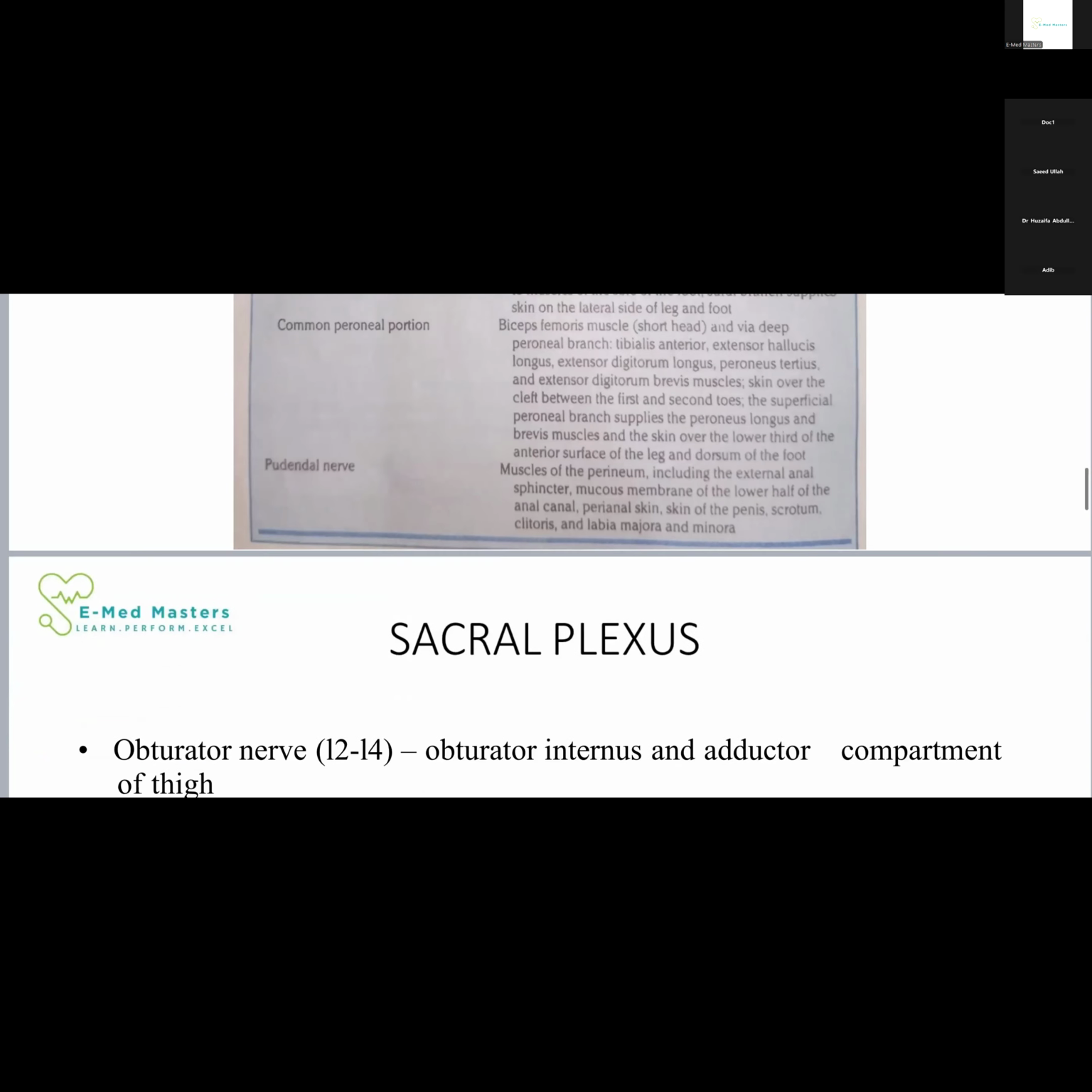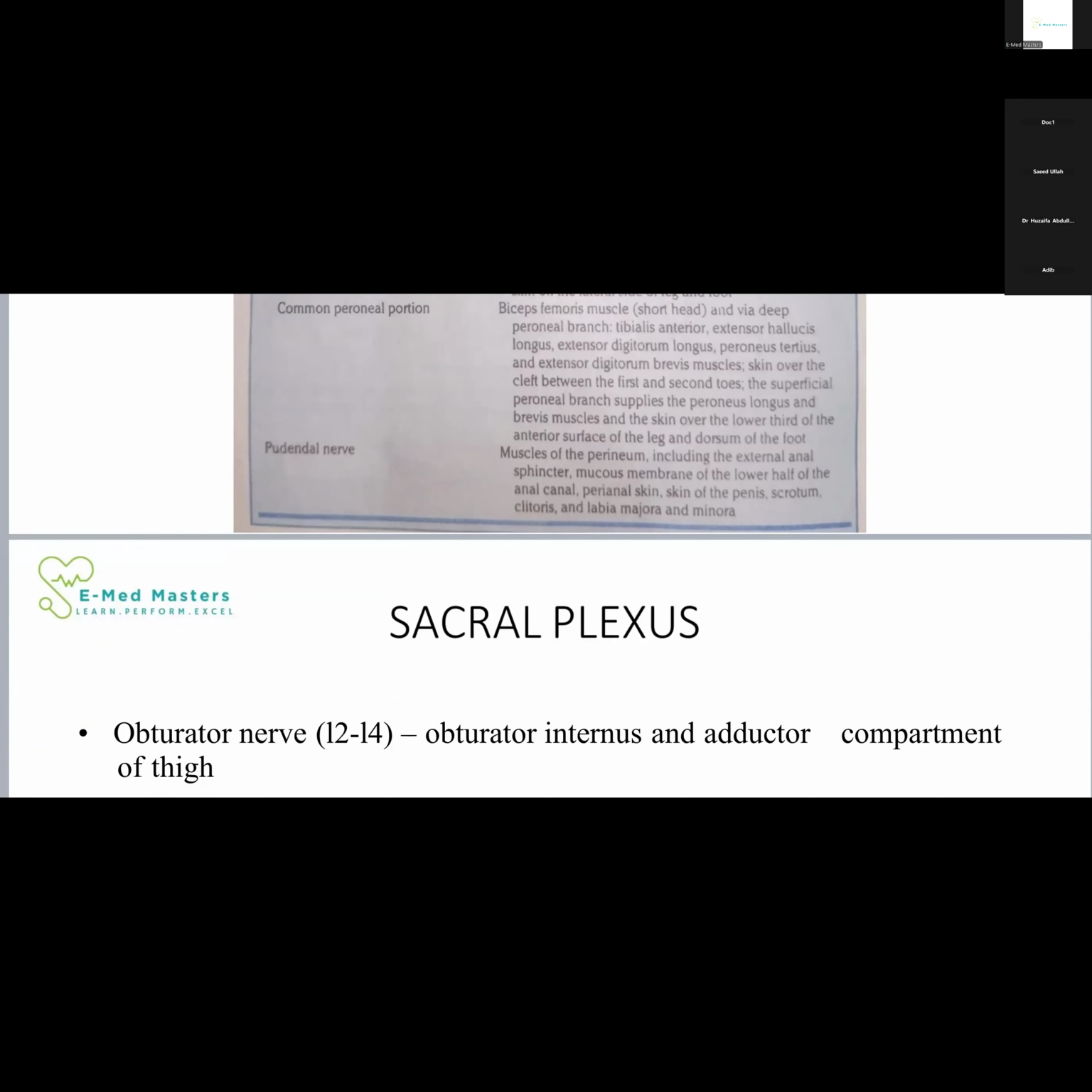As I told you earlier, the pudendal nerve supplies the perineum, so it supplies the muscles of the perineum, the external anal sphincter, and it also supplies the mucous membrane of the lower half of the anal canal, perianal skin, scrotum, clitoris, labia majora, and areola. So the whole perineum is supplied by the pudendal nerve, and its root values are S2, S3, and S4.